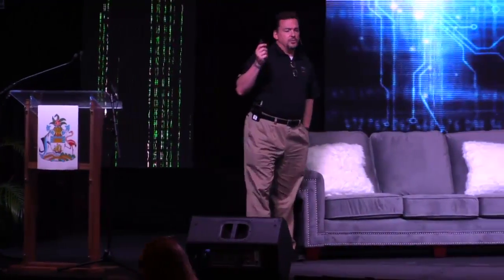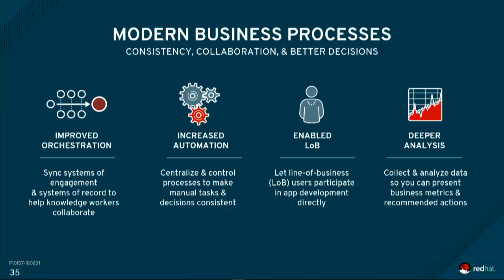So you want to improve your business process. You want to improve orchestration. And I'm not talking at this point about orchestration of bringing up new systems. I'm talking about orchestration of data and application flow. So have systems of engagement that are synced with systems of record so that knowledge workers can collaborate. Have a single source of truth and just connect it via APIs.